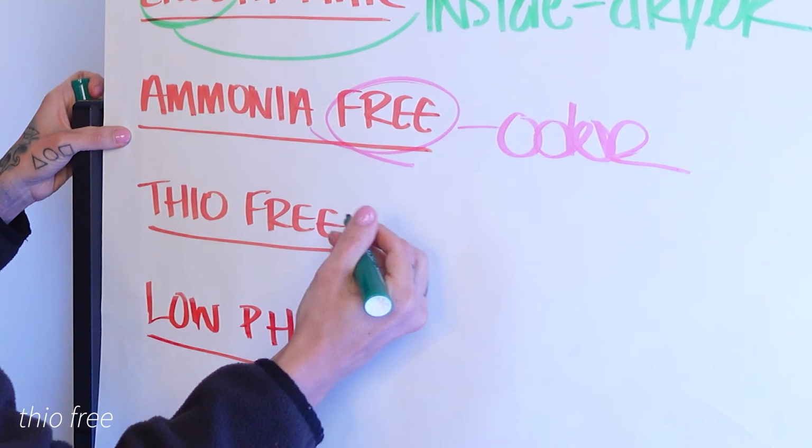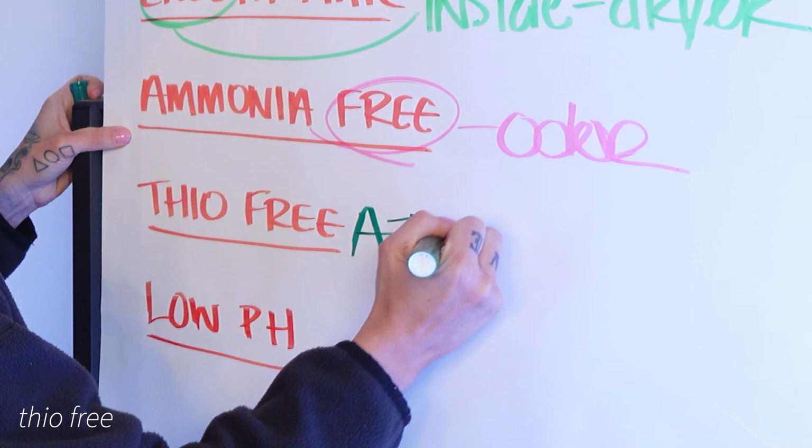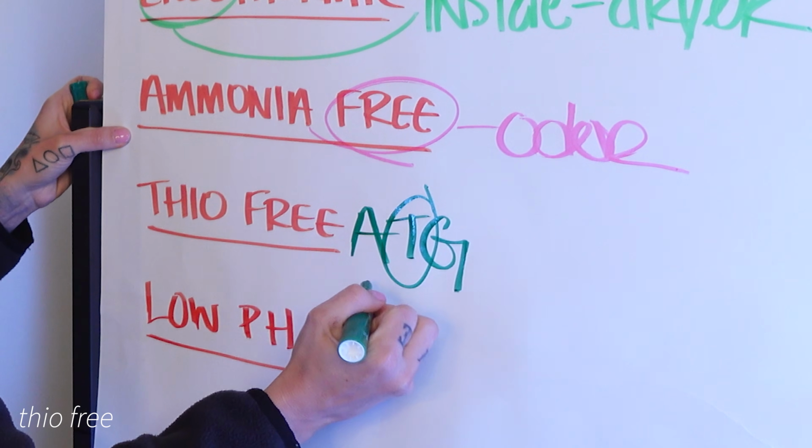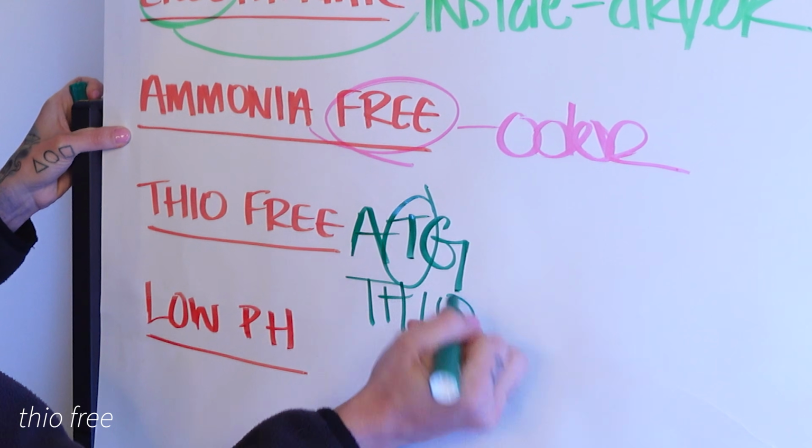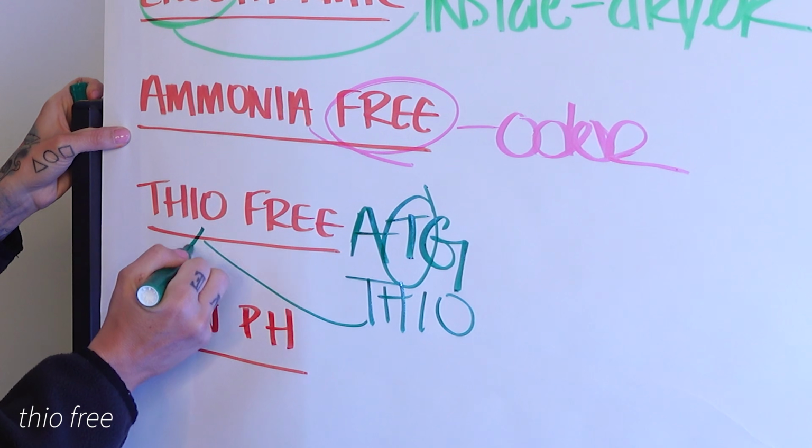Thio free, remember the big word, ATG, ammonium thioglycolate, whatever. Thio free. These perms are made for people who have allergies to a traditional perm that uses the ATG. But again, thio free does not mean damage free.